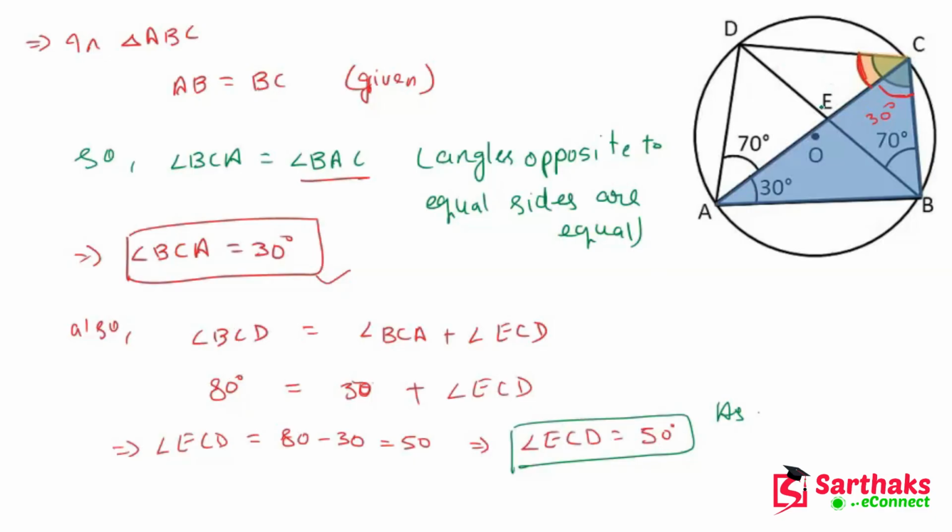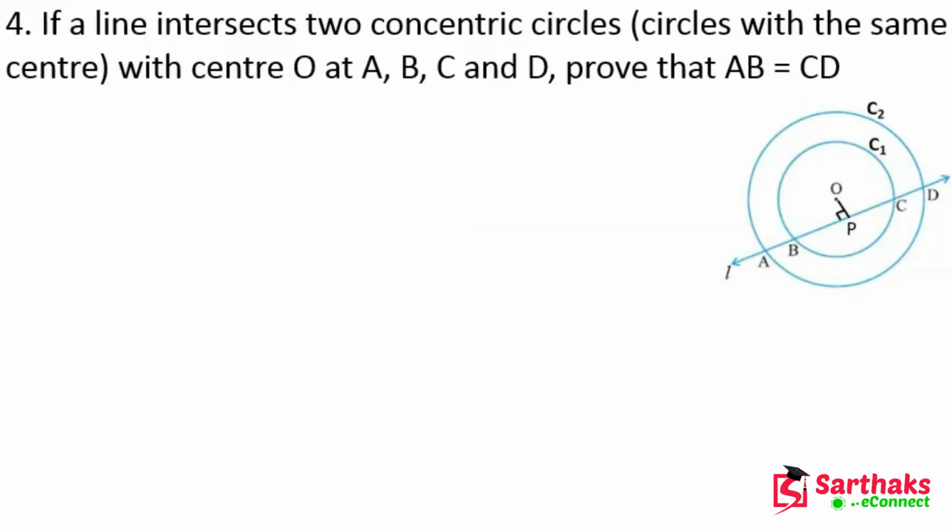Now the next question is: if a line intersects two concentric circles C1 and C2 with center O at A, B, C and D, prove that AB is equal to CD. We have to prove AB is equal to CD.